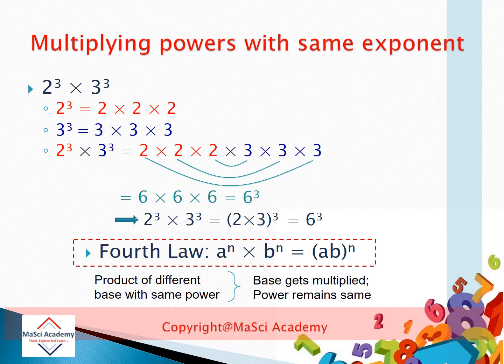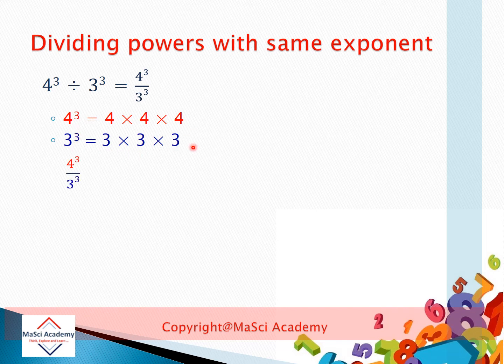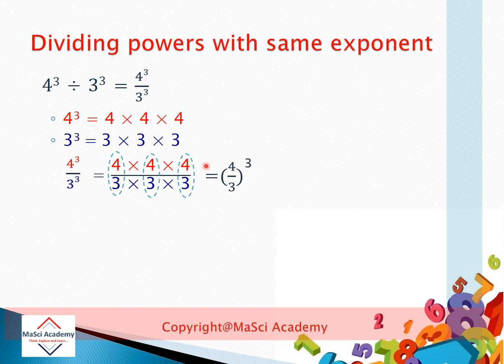Product of different bases with the same power results in the bases getting multiplied and the power remaining the same. What about division? We have two numbers with different bases but the same exponents. 4 cube divided by 3 cube becomes 4 cube upon 3 cube. On expanding 4 cube and 3 cube, we get 4 multiplied by itself 3 times and 3 multiplied by itself 3 times. Thus the overall answer, on pairing up 4 and 3, becomes 4 upon 3 multiplied by itself 3 times.